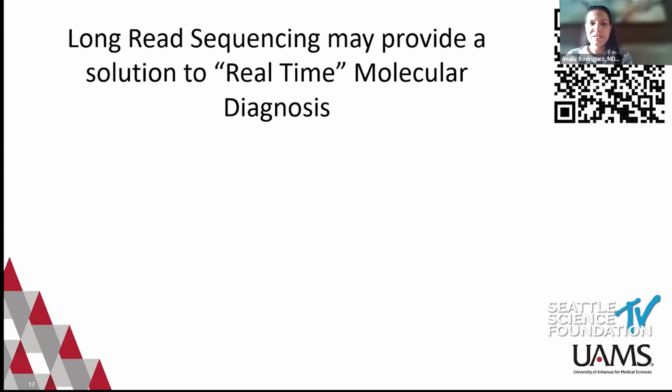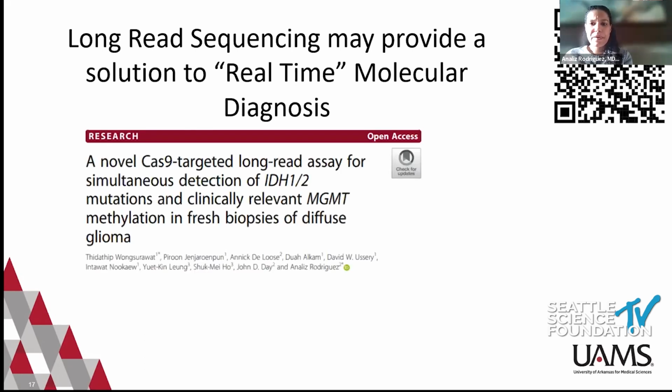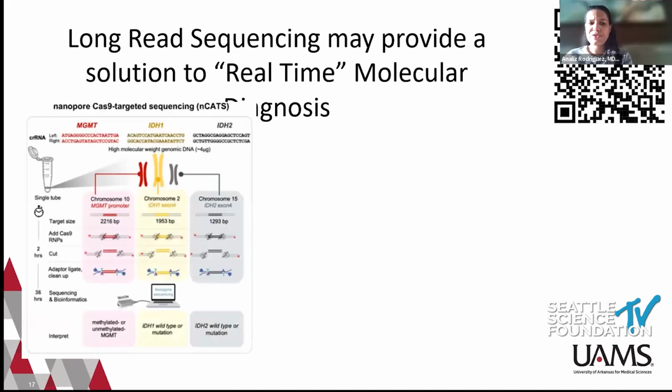In my lab, we're interested in long read sequencing, also known as third generation sequencing. And in this, you're able to actually read off of the naked DNA without actually doing any amplification, or for methylation, without doing any bisulfite treatment. So in this paper, what we did is we actually cut out molecular markers we were interested in with a Cas9, and we chose IDH and MGMT just as proof of principle.